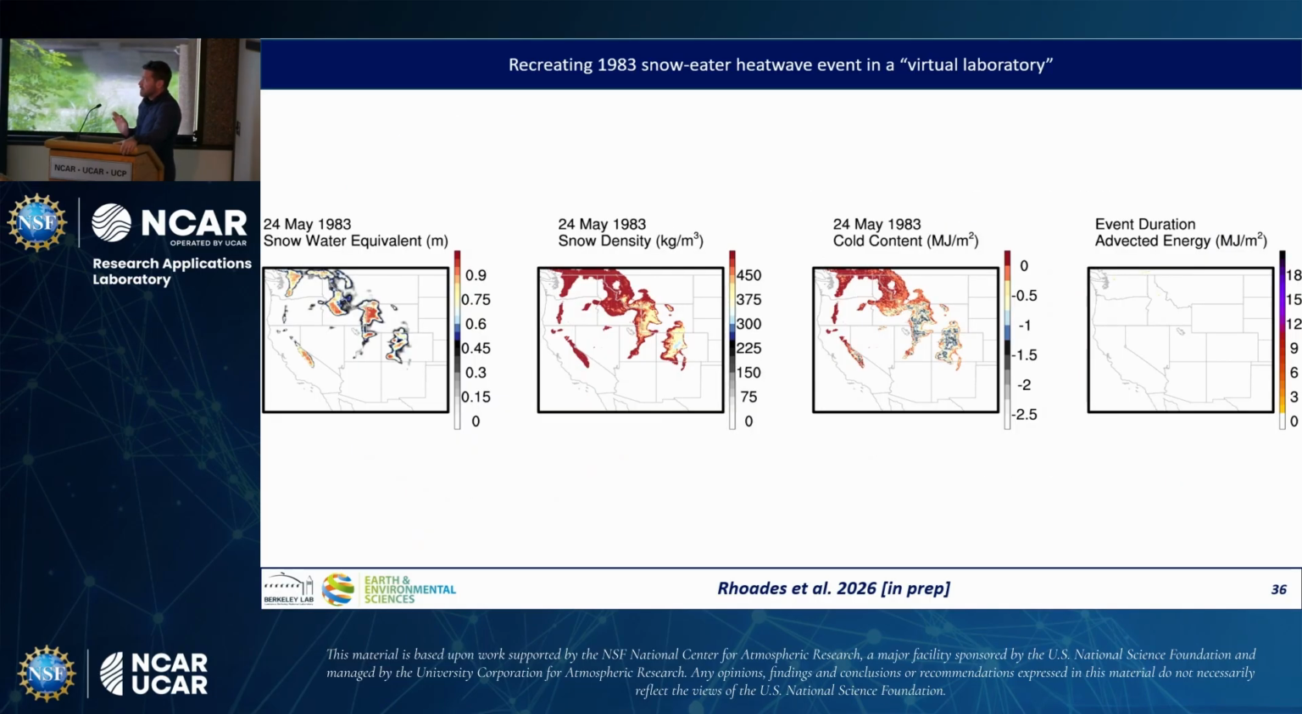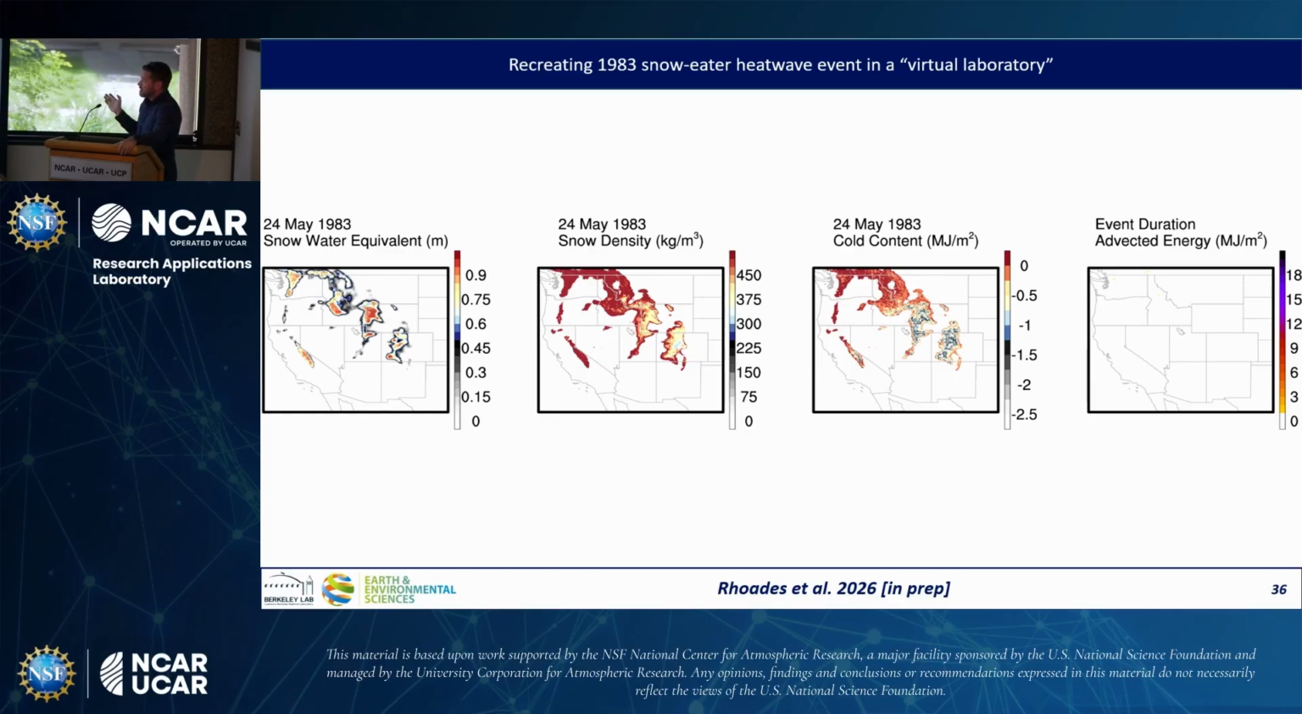And these are very preliminary, but this is showing snowpack at the start of the forecast that we're doing for the 1983 event. It's showing snow water equivalent across the West on the left at the start of the event, and the density of that snow. So it's already really wet and susceptible to melt. And the cold content is shown there. A zero cold content means that with any additional energy, that snow is really ready to melt.